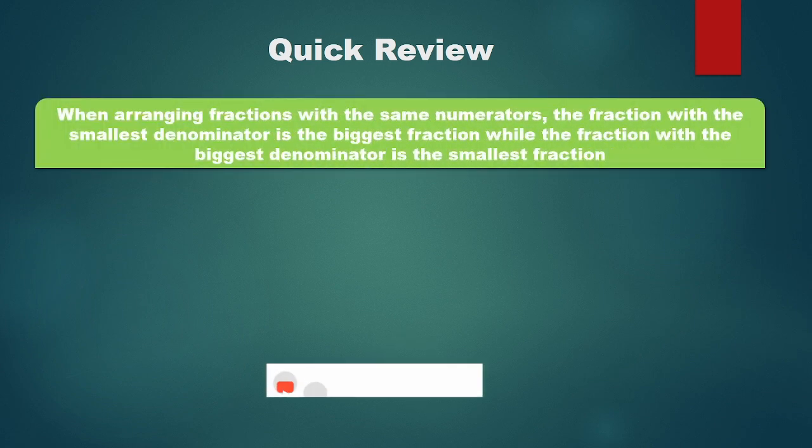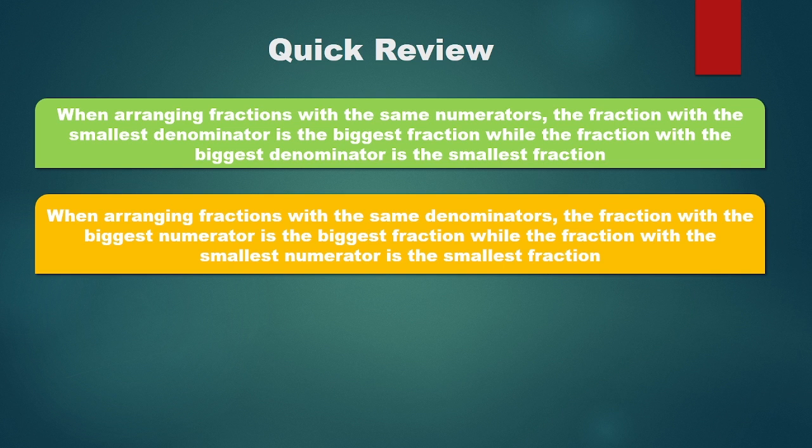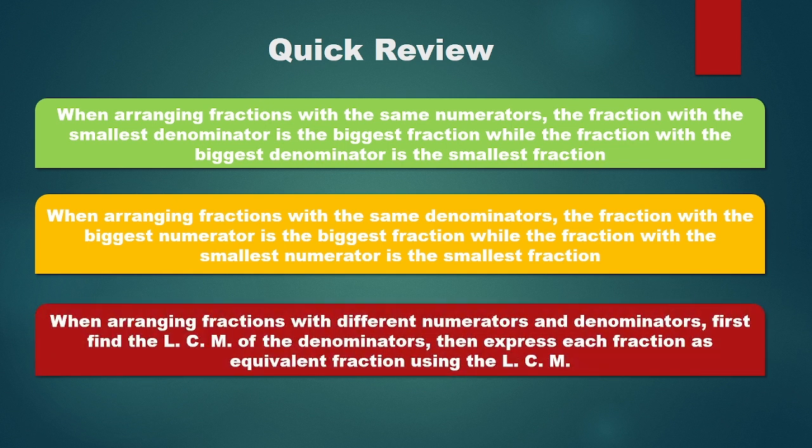Let's have a quick review on everything that we have learned today. Firstly, when arranging fractions with the same numerator, the fraction with the smallest denominator is the biggest fraction, while the fraction with the biggest denominator is the smallest fraction. Secondly, when arranging fractions with the same denominator, the fraction with the biggest numerator is the biggest fraction, while the fraction with the smallest numerator is the smallest fraction. And lastly, when arranging fractions with different numerators and denominators, first find the LCM of the denominators, then express each fraction as an equivalent fraction using the LCM.